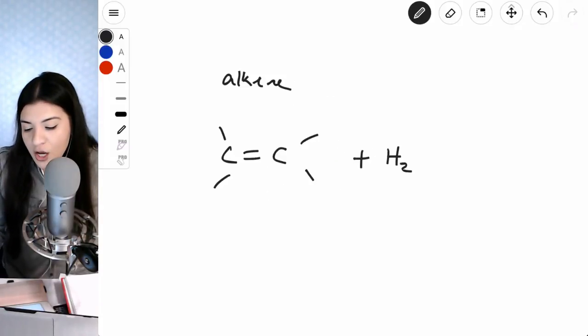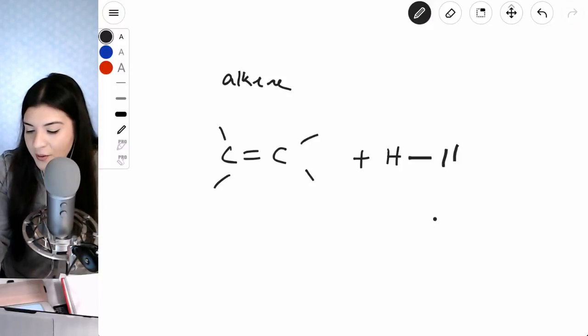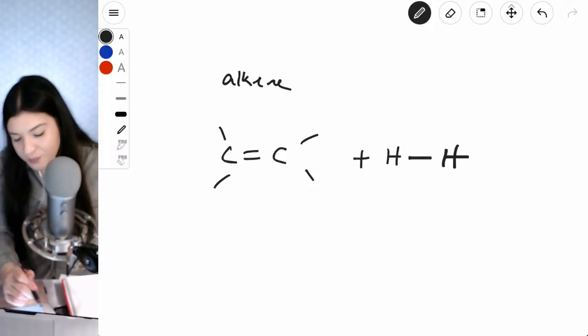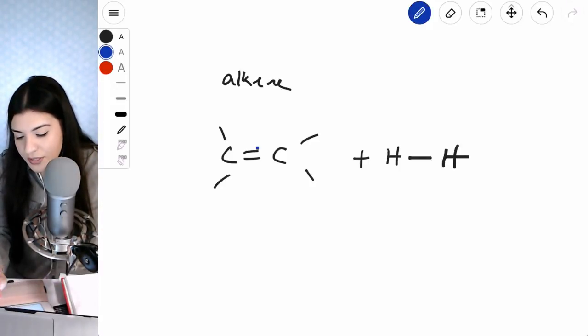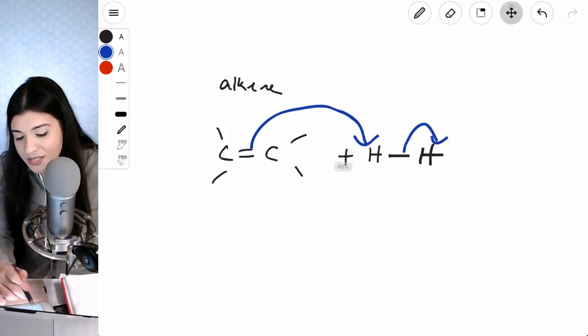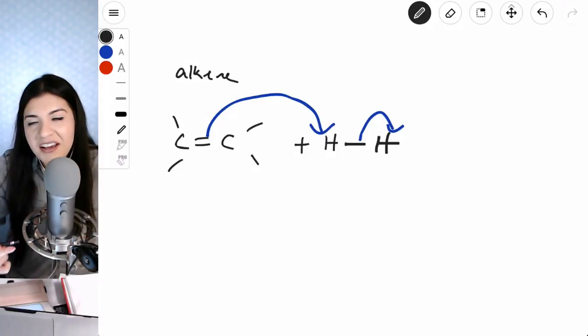Okay, this is an addition reaction. So what would happen, and I'm going to redraw this H2 as how it looks, is that the double bond is going to start the reaction. And that's going to take one of the hydrogens. This bond would then break. And essentially what's happening with an addition reaction is that we're literally just adding on.